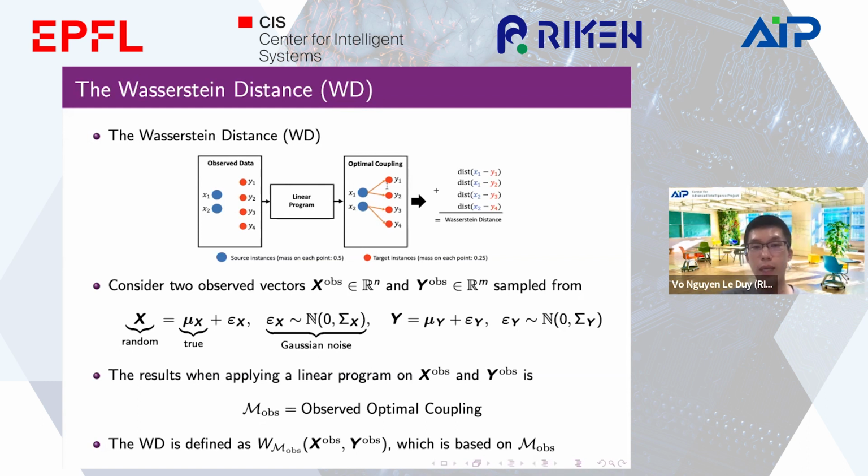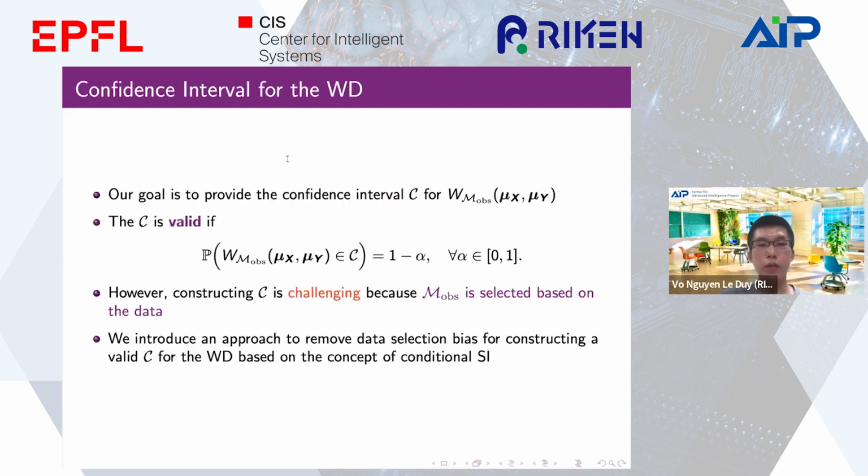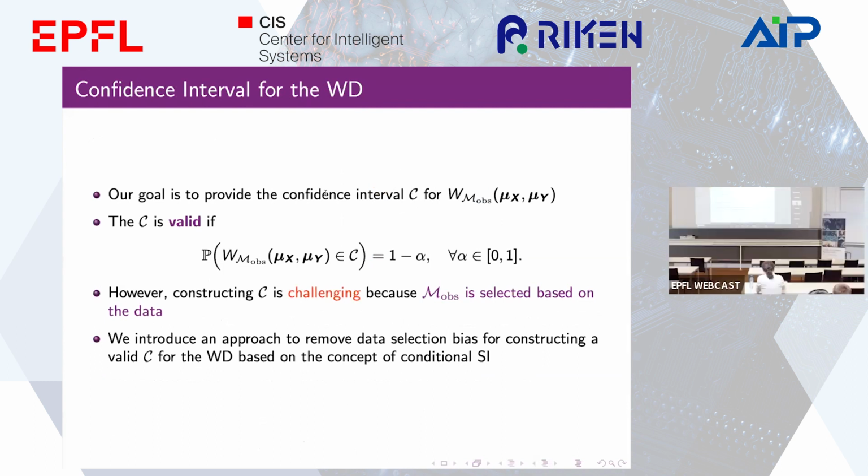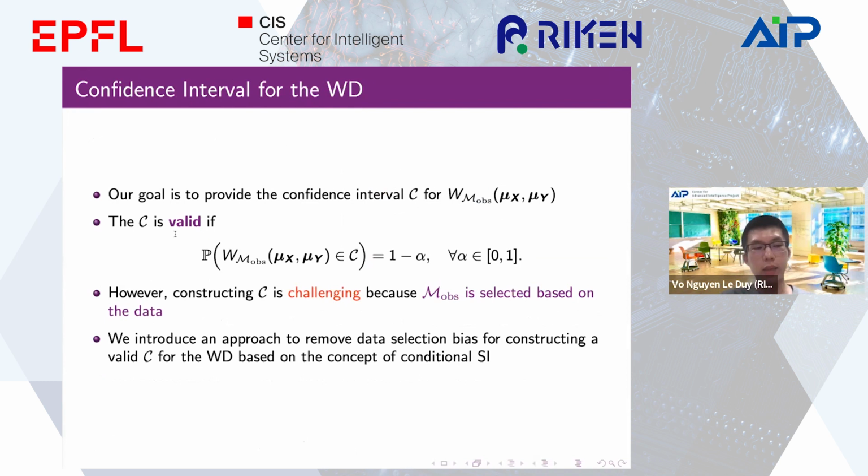After obtaining the optimal coupling, we can easily compute the Wasserstein distance. Our goal is to provide the confidence interval for the Wasserstein distance that we computed on the previous slide. Here, the confidence interval is considered to be valid if the probability that it covers the true value of the Wasserstein distance is equal to 1 minus alpha. Here, 1 minus alpha is the confidence level and is given by the user.